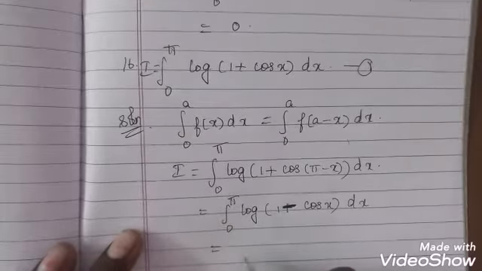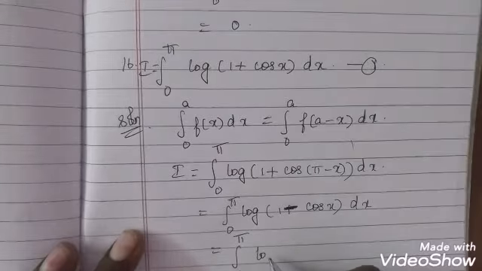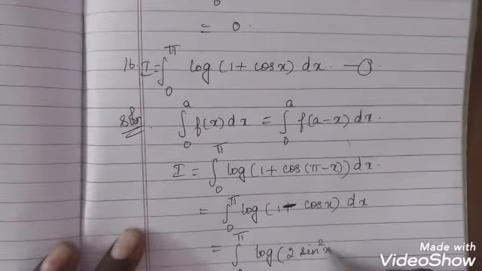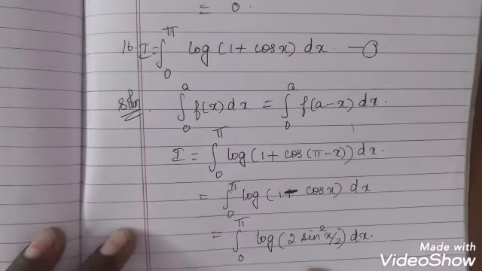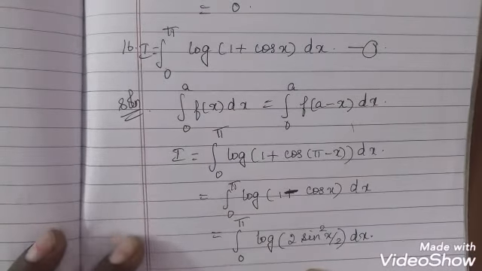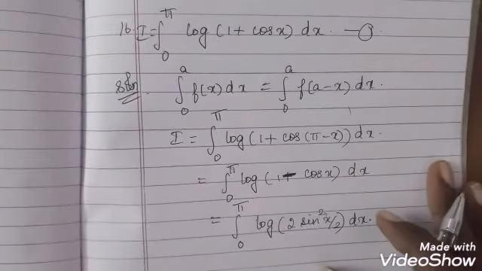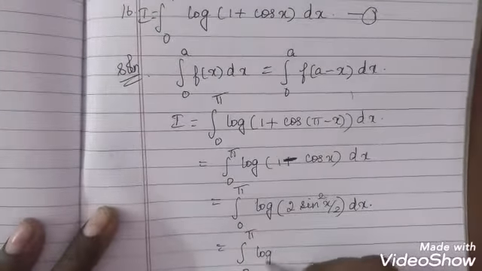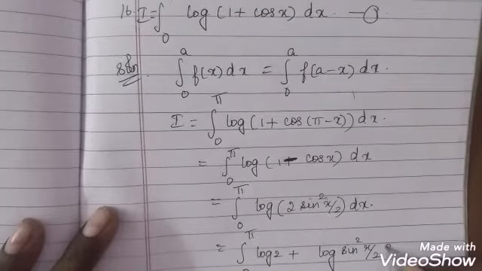So we'll see whether we can evaluate this integral. It's integral over 0 to pi. I can write it as log of, what will I get here? It's nothing but 2 into sine squared x by 2 dx. So I can write this as integral over 0 to pi of log 2 plus log of sine squared x by 2 dx.